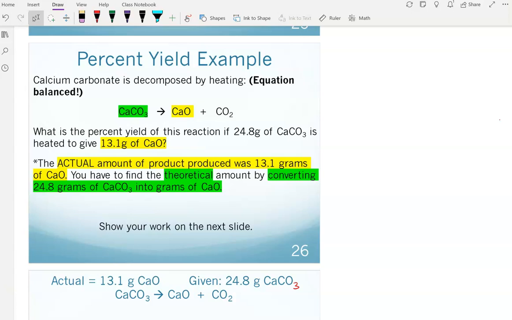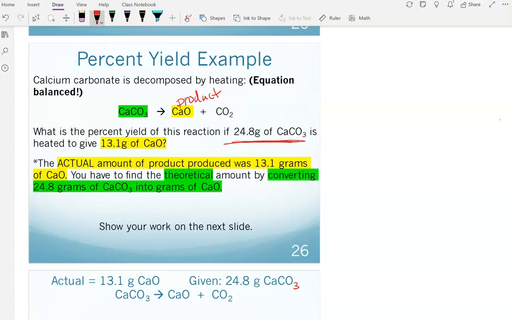So in this equation here, what I have highlighted in yellow, this of course is the product. There's two products, but in this problem I'm specifying what product you're focusing on. That might happen. There might be multiple products for you to pick from. Focus on the one that is specified in the problem. So CaO, calcium oxide, this is the product we're focusing on for this problem. And I say in the question, what is the percent yield of this reaction if we had this much of CaCO3 and we heated it up and we got 13.1 grams of CaO.